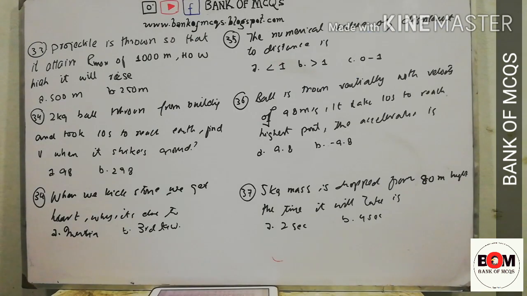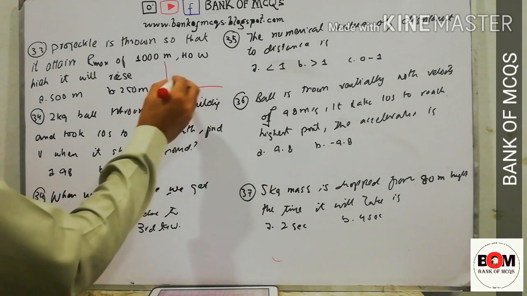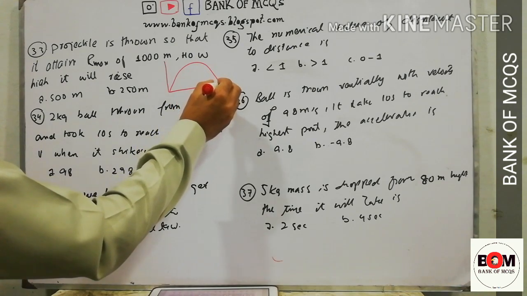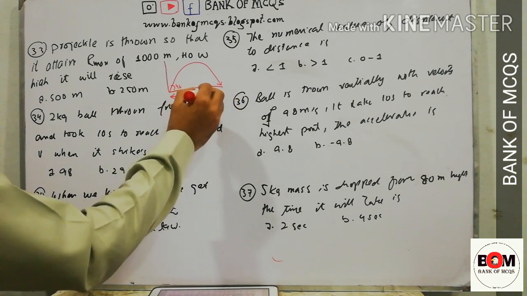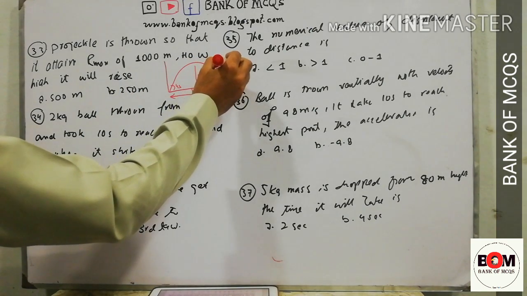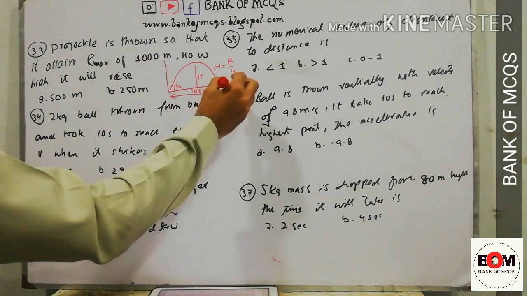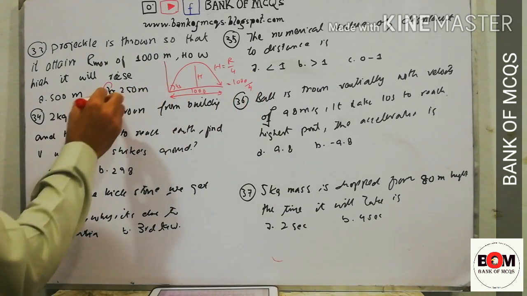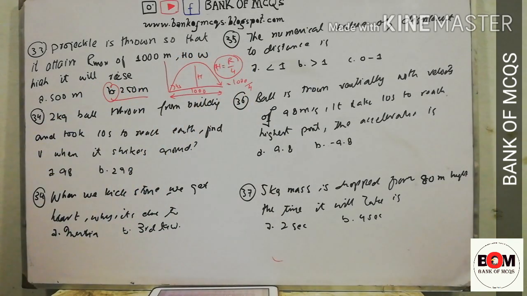MCQ number 33. A projectile is thrown so that it attains a maximum range of 1000 meters. How high will it rise? If this is the maximum range, which is attained at 45 degrees, and the maximum range is 1000, we have to find h. The relation between maximum height and range is range divided by 4. So here the range is 1000, so 1000 divided by 4 is equal to 250. So option B is correct. This is the formula, h is equal to R divided by 4.